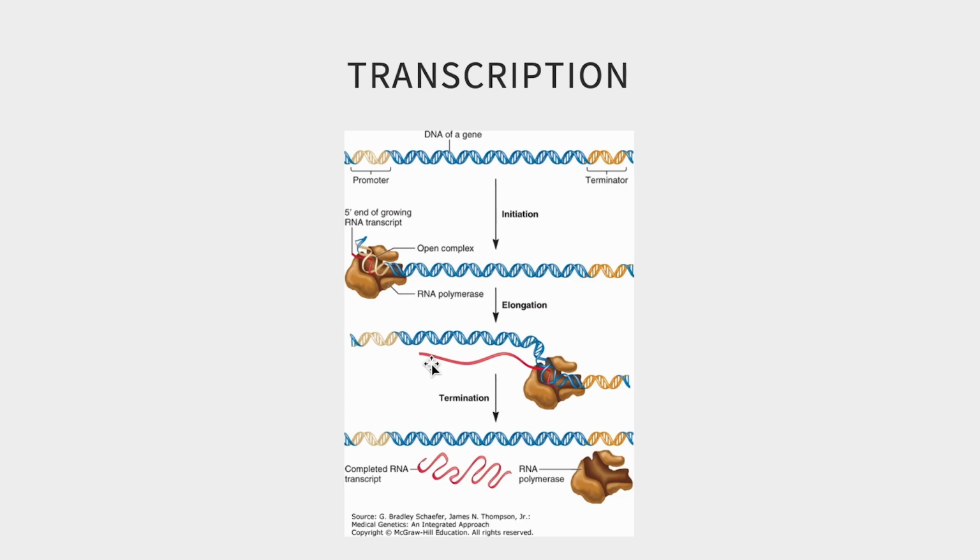That will occur in the process that we know as elongation. And then we have the termination, when the RNA polymerase gets in contact with the terminator. We have at the end of the process the completed RNA transcript, the messenger RNA, and the RNA polymerase detaches from the DNA and the process stops.